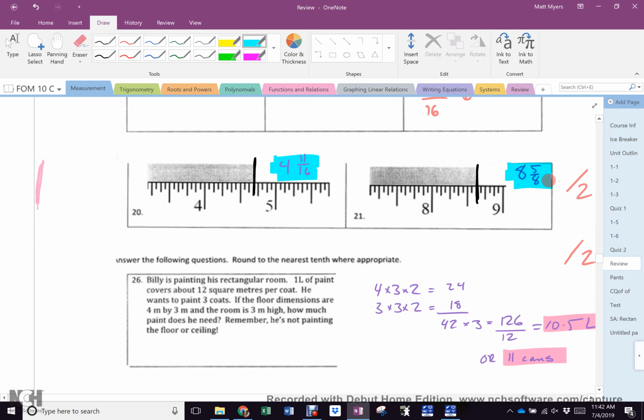Now your photocopying is crappier than mine. So I will accept 4 5/8 up to 4 3/4. I will accept any of those because the photocopying is a little hazier than on mine. And on here, I will accept 8 9/16 up to 8 11/16. Anywhere in that range. They're worth 1 each because you're just reading the ruler.